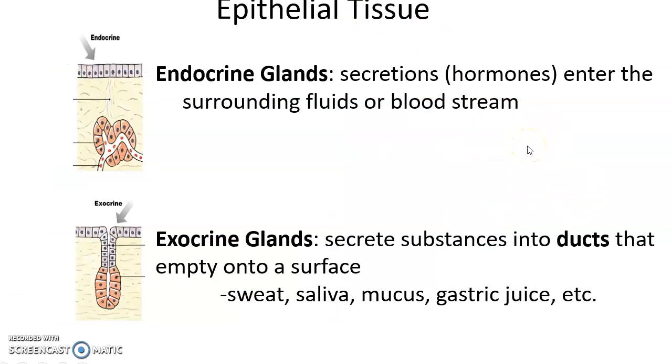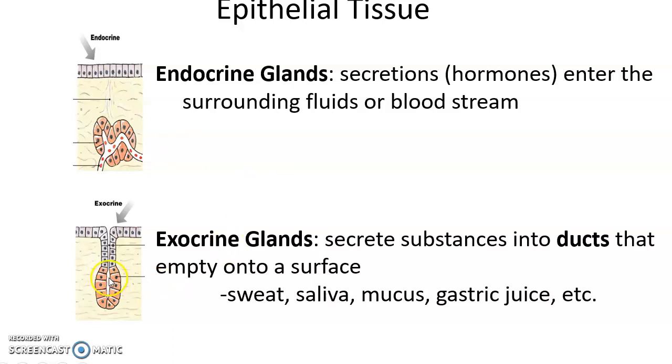So there are 2 main kinds of glands. There's the endocrine glands. Endocrine glands secrete hormones into the surrounding fluids or bloodstream. So over here in this picture, here is the gland. Here's a blood vessel going through the gland, and so it'll be secreting its hormones either directly into the bloodstream or into the surrounding fluids of the tissue.